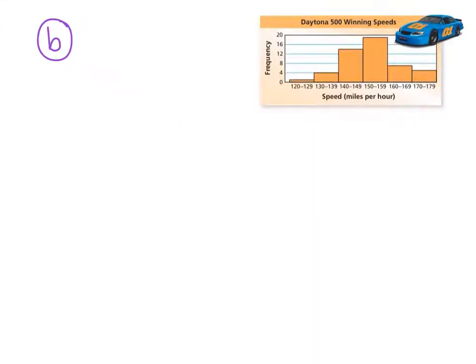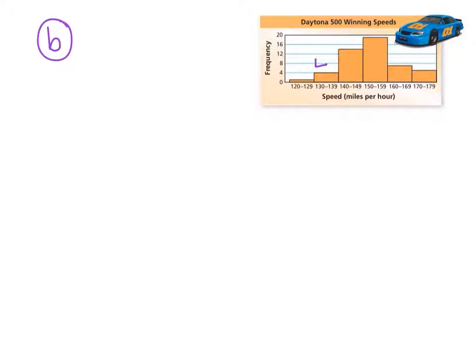All right, and question B asked how many of the winning speeds are less than 140 miles per hour. So again, we're going to take a look over here, and we're looking at anything less than 140 miles per hour, and there are 2 intervals that meet that. And the first one is really easy to see because it falls right at that line of 4, so 4 different people won with speeds between 130 and 139 miles per hour.